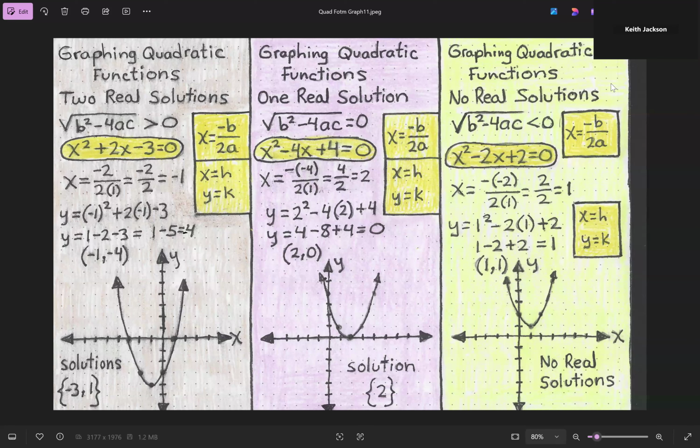In this video, we're going to graph quadratic functions. And then we're going to take a look at the discriminant to justify whether the graph is going to have two real solutions, one real solution, or no real solutions, right?